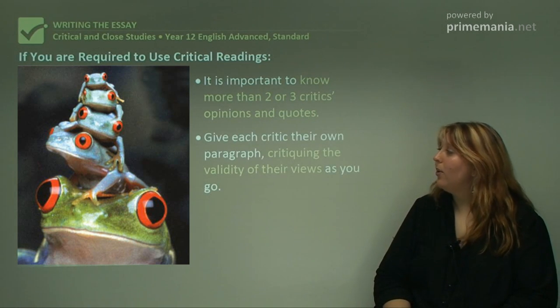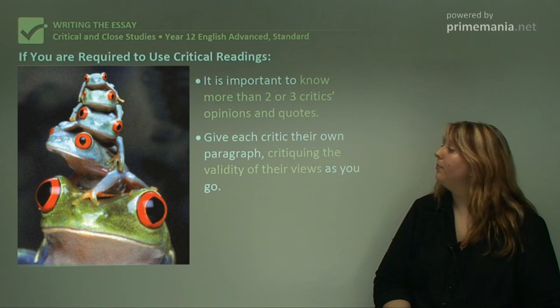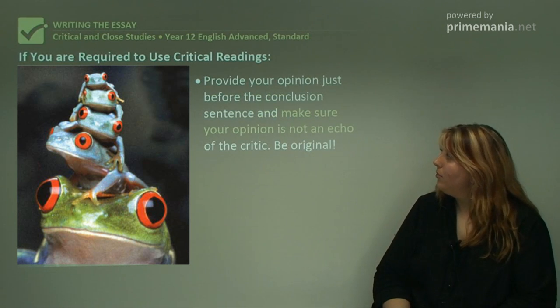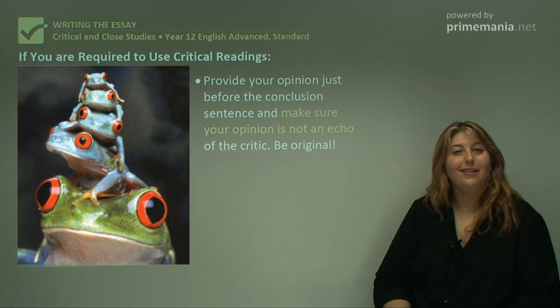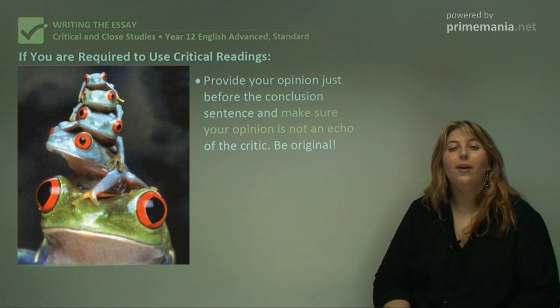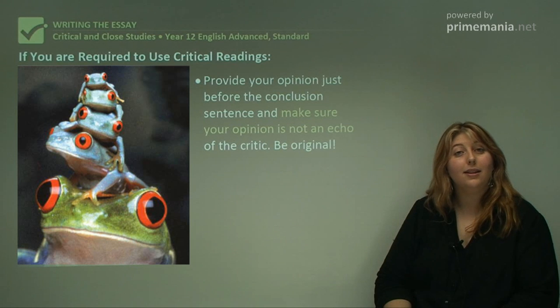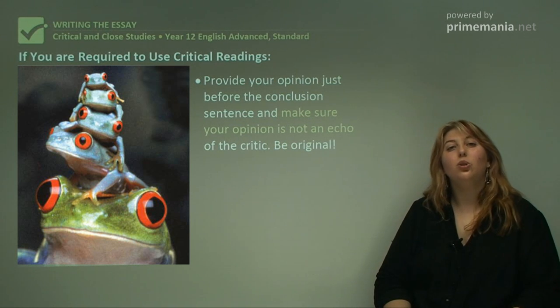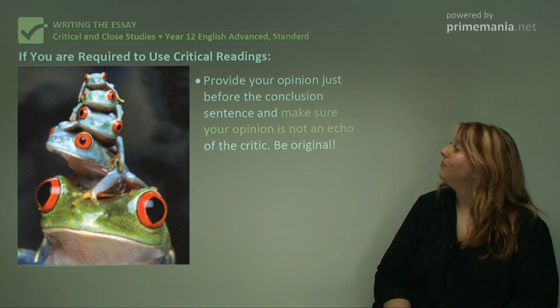Give each critic their own paragraph, critiquing the validity of their views as you go. Provide your opinion before the conclusion sentence. So you want to talk about, say, the aspect, maybe they're talking about language. So you might say language in In the Skin of a Lion, then you might have the critic talking about the language in In the Skin of a Lion, and then you might talk about what the critic said and what you think of the language in In the Skin of a Lion.